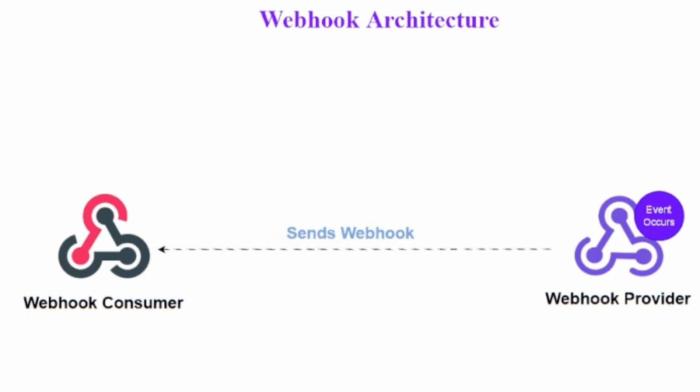A webhook is like a digital messenger. At the heart of it, there are two key players, the webhook provider and the webhook consumer. The provider is the system where the event happens, like a payment gateway, a user signup service, or a form submission tool. When something important occurs, the provider sends a message, an HTTP POST request to a predefined URL. The URL belongs to the consumer. The webhook consumer is your application waiting to receive that message. It's like a listener or a doorbell. When the provider rings it, your app wakes up and processes the data.